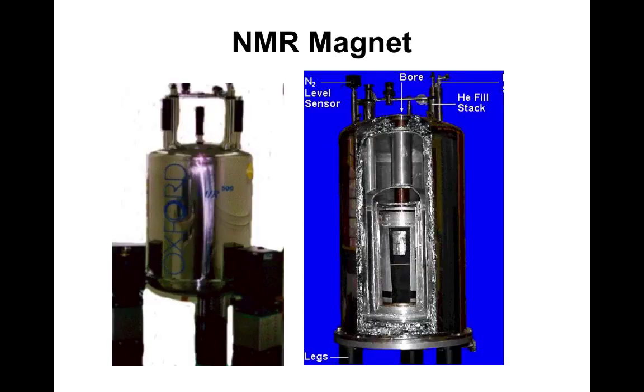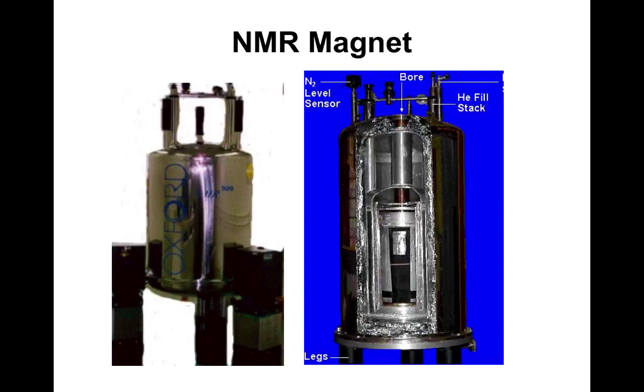The magnets, as I said, are enormous. They're about the size of a refrigerator. They are superconducting. They have layers of liquid helium and liquid nitrogen. The magnet itself is relatively small, and the inside, what occupies almost all the space, is the insulation and the cooling.